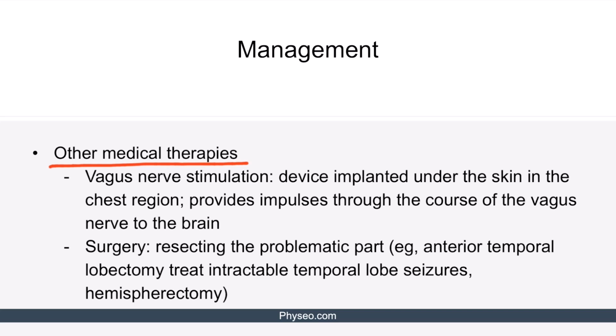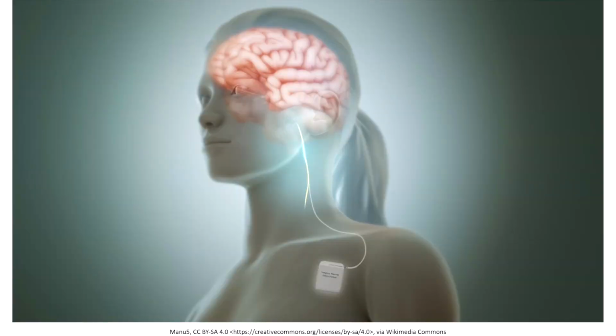Now, surgery can oftentimes be indicated if there's a specific part of the brain that's causing all the seizures and it's removable. For example, an anterior temporal lobectomy can actually treat intractable temporal lobe seizures. And a hemispherectomy can actually get rid of the area of the brain with that epileptogenic focus. Now, here's an image depicting that vagal nerve stimulation. Notice the stimulator that's implanted under the patient's skin. And this is in the chest area.